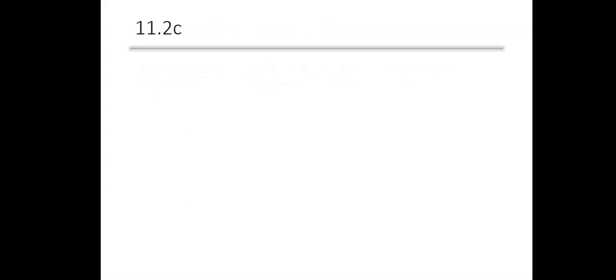Okay, so this is lesson 11.2C. If you were paying attention, you noticed that when we did the two sample t-test option, when you entered all the data, you had to click pooled, no or yes. So what does that mean? What is the pooled procedure here?